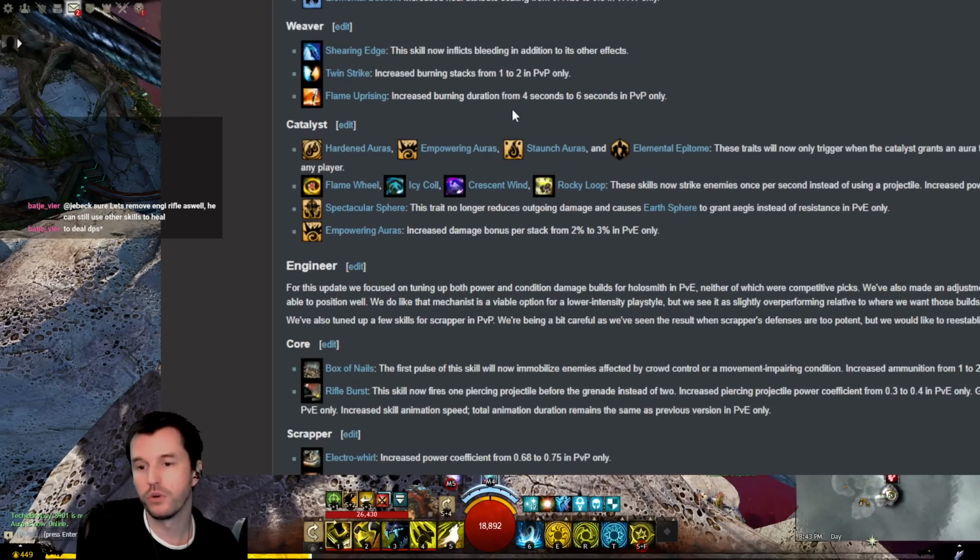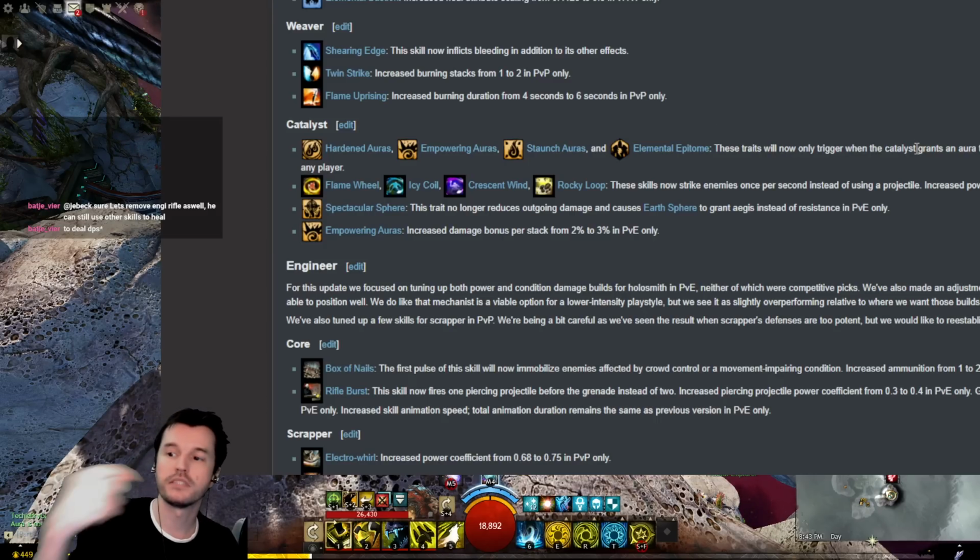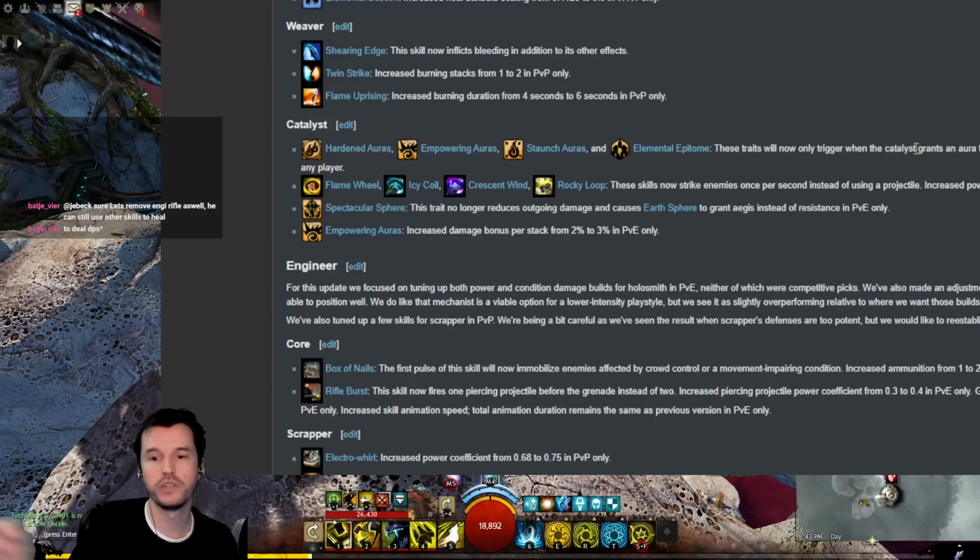Catalyst, Hardened Auras, Empowering Auras, Staunch Auras, and Elemental Epitome. These traits will now only trigger when the Catalyst gives themselves an aura, not when someone else gives the Catalyst an aura. That was the teeny tiny nerf I was joking about before. Most of the time, this is going to be unnoticeable, I feel like.